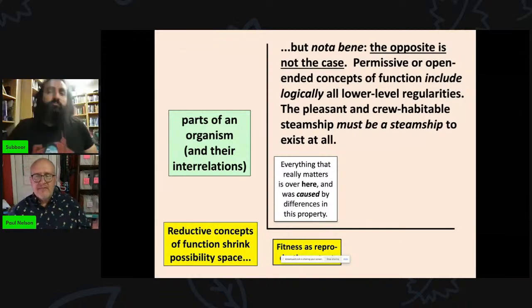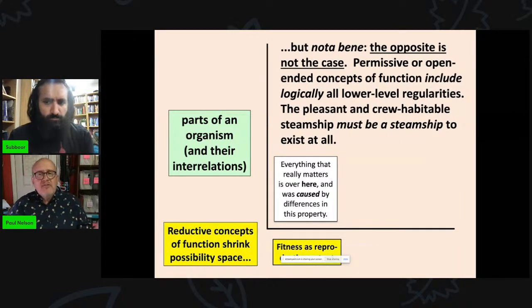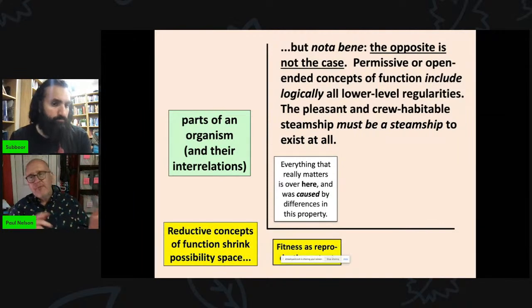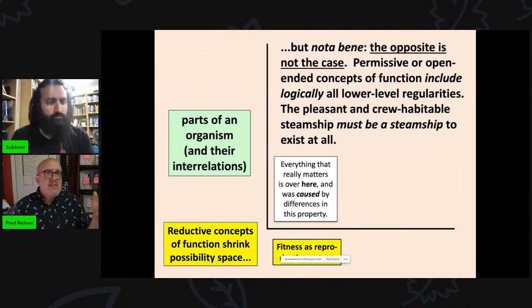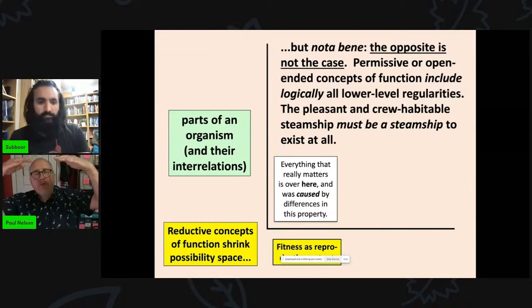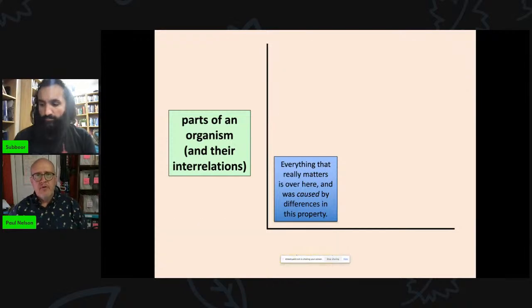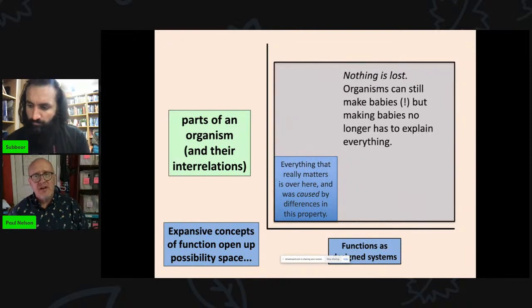Think about it this way. A pleasant and crew-habitable steamship has to be a steamship to exist at all. So I don't lose anything by having a more permissive or comprehensive notion of fitness. Yes, you've got to get from A to B, but maybe it would be nice to have a well-stocked galley to do that, and some deck chairs, and some railings, and some awnings, and I can add functions to my core function without losing my core function. So I don't have to stay down in this corner. So here's my expansive concept of fitness. It opens up a much larger space.